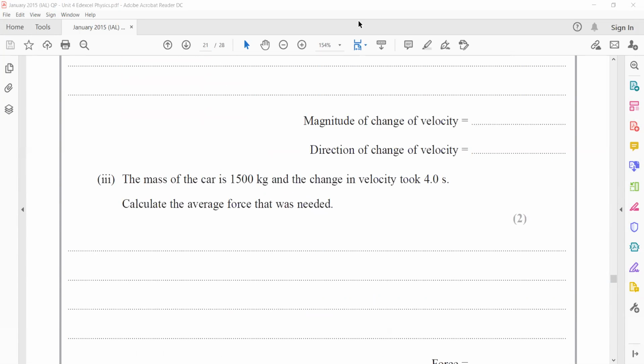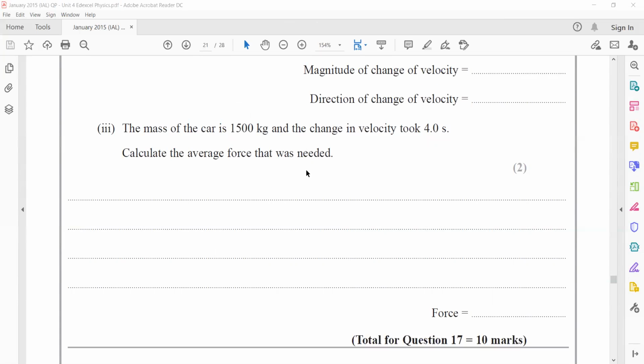Then we need a force. We have the change in velocity here, and you have 4 seconds. So change in velocity divided by time, you will get acceleration, and force F is equal to ma. So mass multiplied by acceleration, you will get the resultant force in newtons. Is it clear?